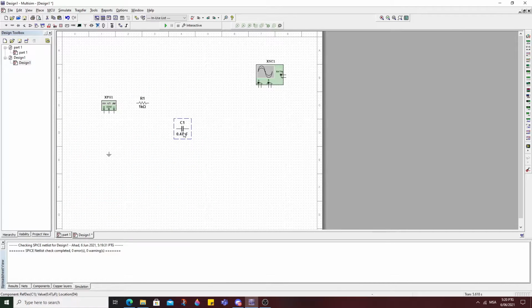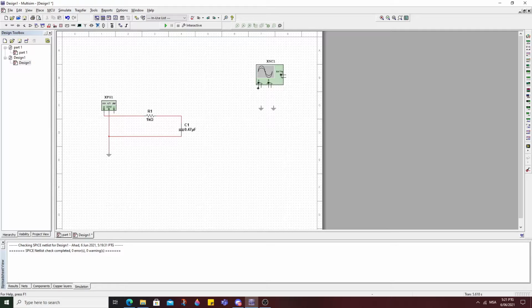The capacitor can be rotated by pressing Control R. So the positive goes to the resistor, and the resistor connects to the capacitor. The capacitor connects to common, and ground must be in the circuit. You can copy the ground.